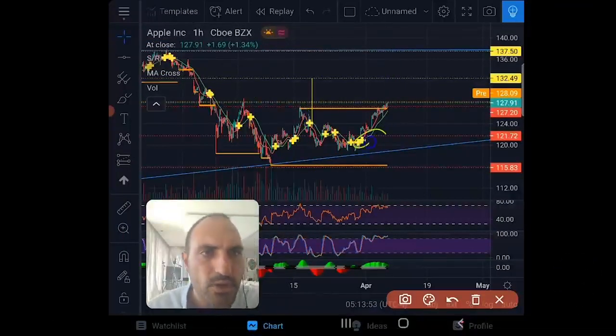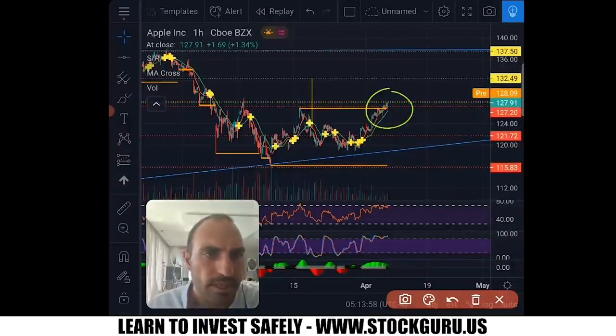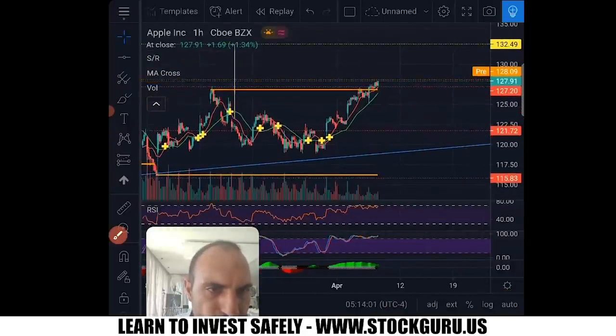We have this MA cross that opened here at 120 and just headed up, and it's still open. It has not yet closed. We have the stochastic and the RSI very overbought right now.